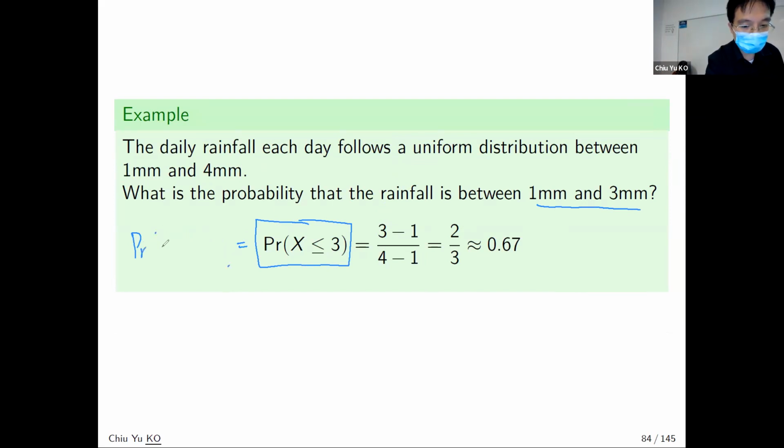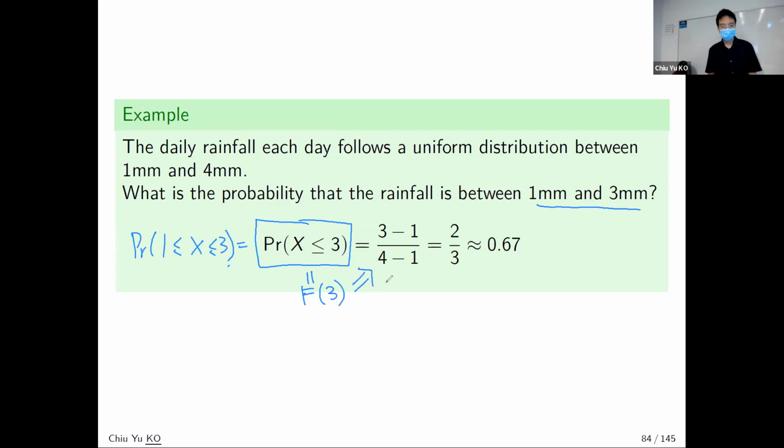So you're asking this one. But there's nothing lower than 1, so they're the same, because it's always between 1 and 4. And this is exactly f of 3. That's how you get this formula here.